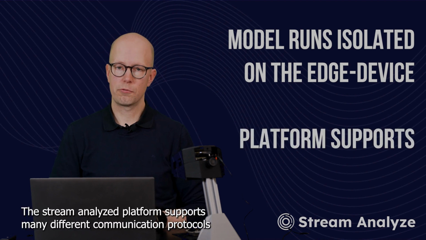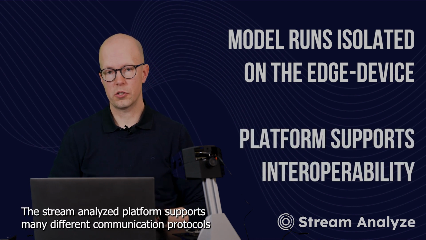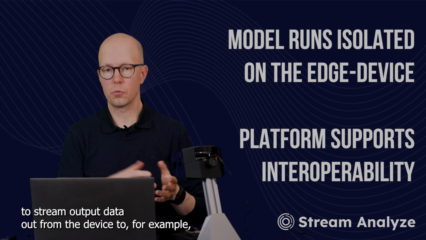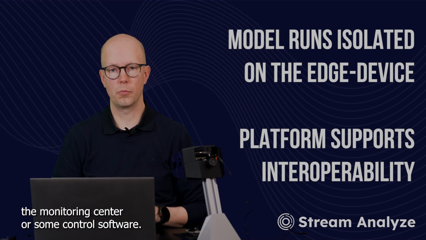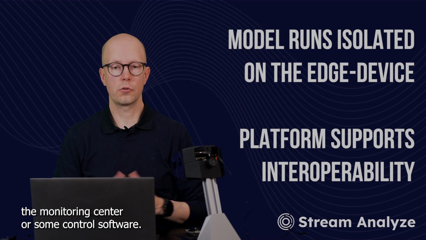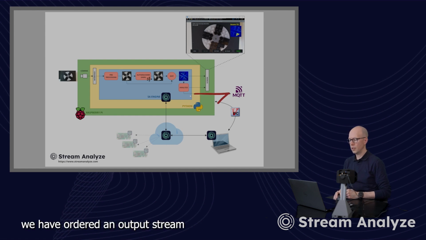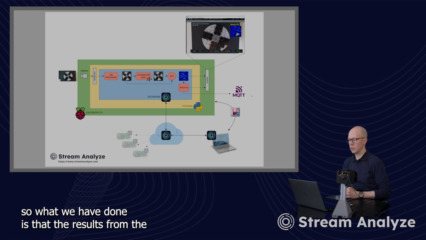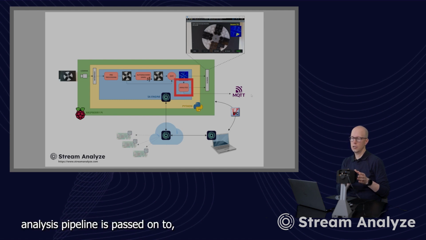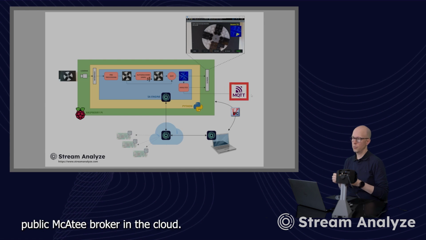The Stream Analyze platform supports many different communication protocols to stream output data out from the device to, for example, a monitoring center or some control software. In this example, as you can see on the schematic here, we have added an output stream through the MQTT messaging service. So what we have done is that the results from the analysis pipeline is passed on to a public MQTT broker in the cloud.